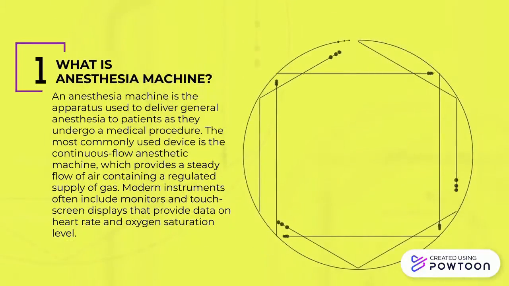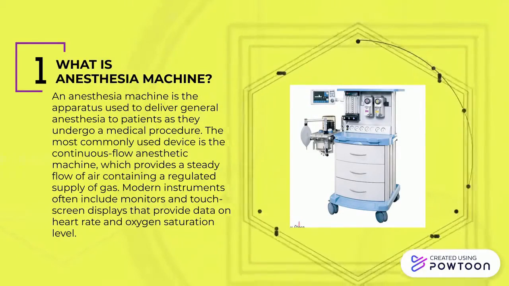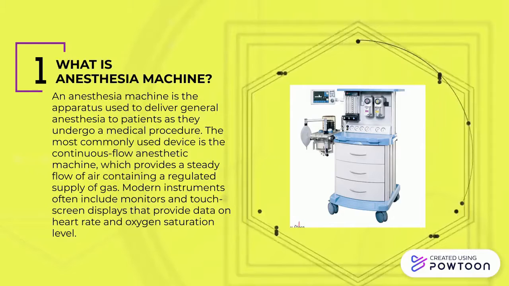Today we're gonna talk about medical devices at the hospital. We have the anesthesia machine. What is an anesthesia machine? An anesthesia machine is the apparatus used to deliver general anesthesia to patients as they undergo medical procedures.